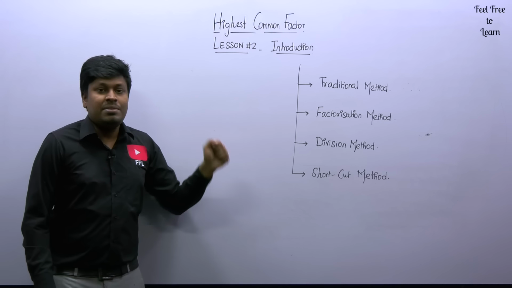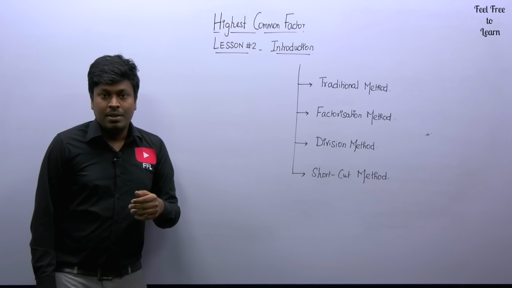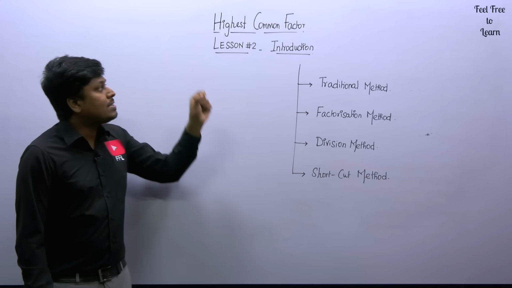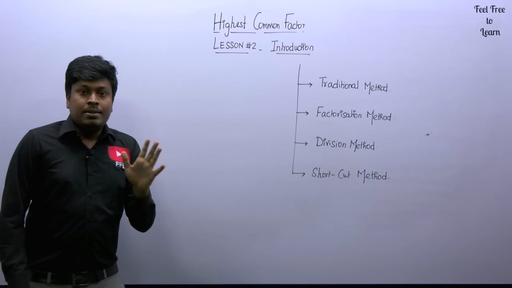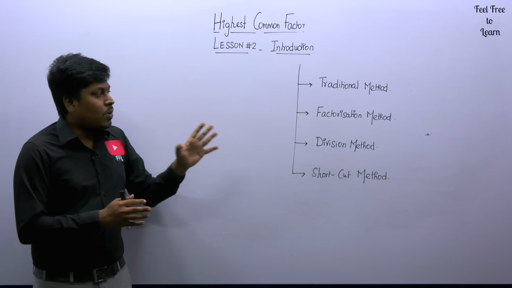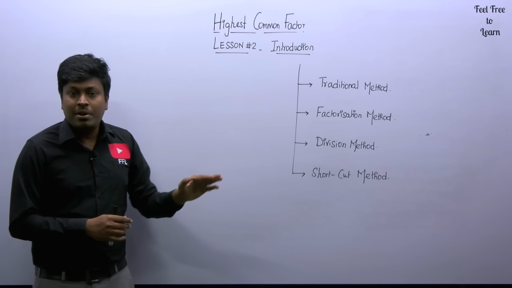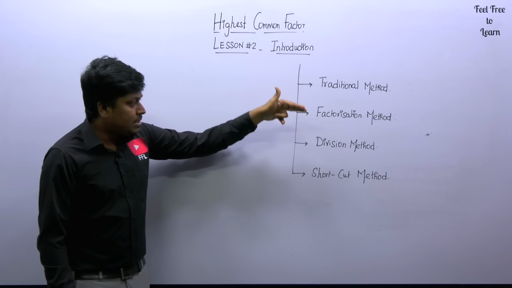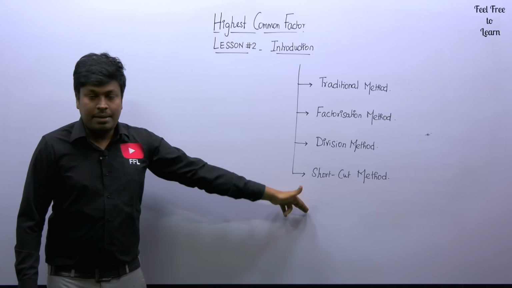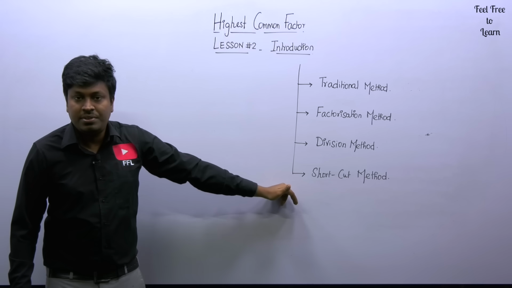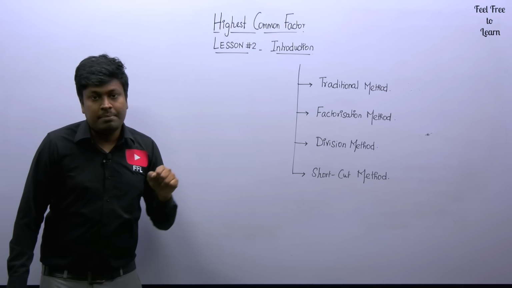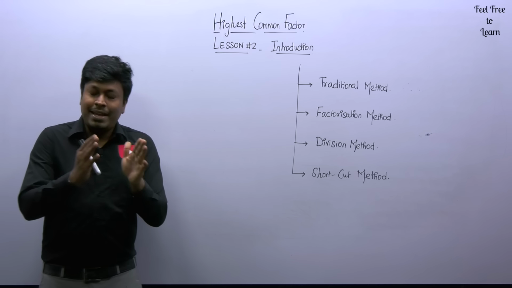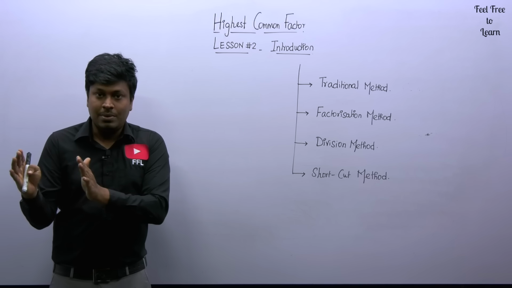Similarly, in lesson number 2, we are going to learn the introduction about the topic HCF, which is called highest common factor. Remember one thing, friends: first try to watch this complete video. Here also I am going to teach you 4 different methods: traditional method, factorization method, division method and shortcut method. By using all 4 methods, I am going to teach you how to find an HCF for the numbers.